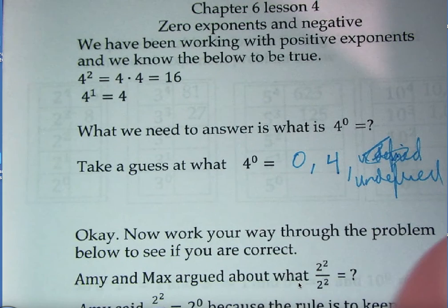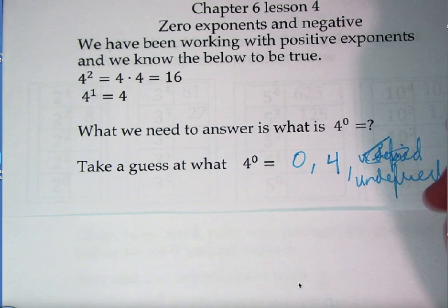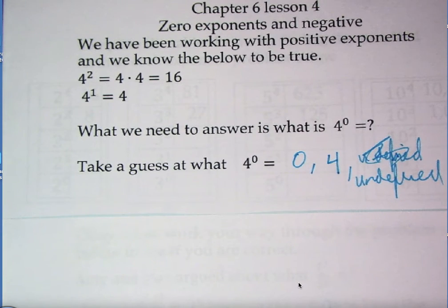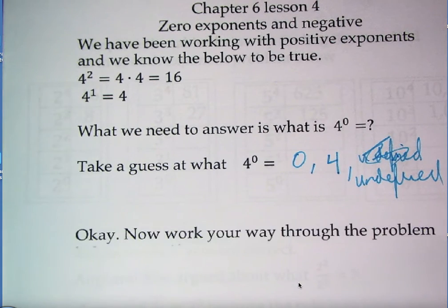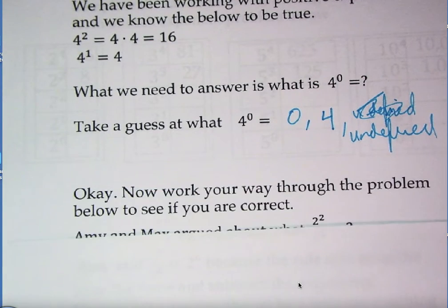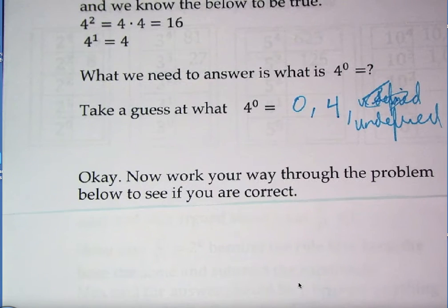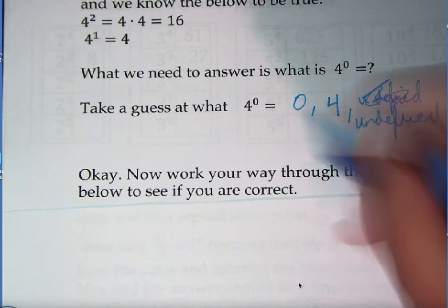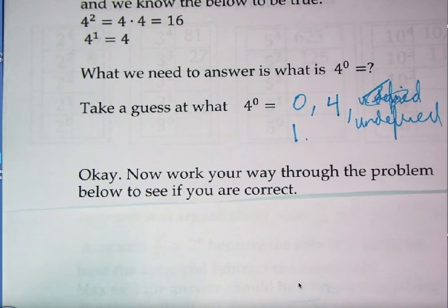So I'm going to leave it, maybe it's one of those, but I'm going to take you through some thinking, and I want you to maybe come to your own decision. Okay, now I'm going to show you some stuff. I want you to work your way through the problem to see if 0 or 4 or undefined or whatever you think it could be is correct. I'll even throw in that some students say the number 1. Just so if you said that, then that's what you're thinking.